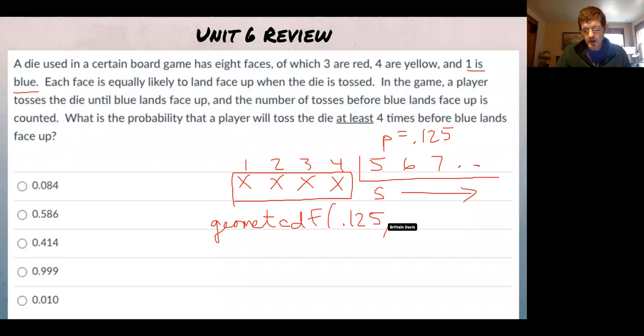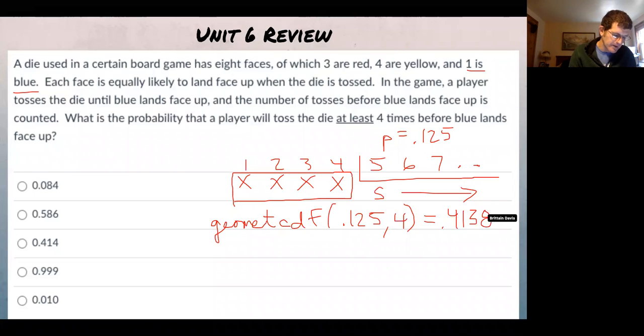And I want to get the probability up to 4 trials before I get my first success. What this is going to give me is the combined probability that I get 1, 2, 3, or 4 is the first trial that I succeed at. So I'll just put 4 in.